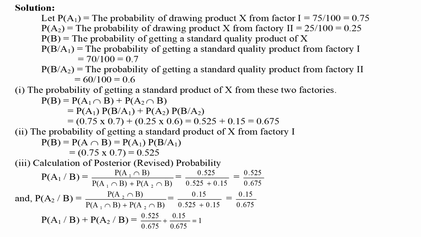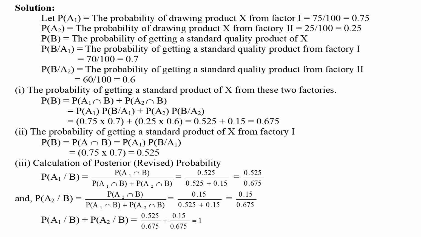The probability of getting a standard product of X from these two factories: P(B) equals P(A1 intersection B) plus P(A2 intersection B) equals P(A1)P(B|A1) plus P(A2)P(B|A2) equals 0.75 by 0.7 plus 0.25 by 0.6 equals 0.525 plus 0.15 equals 0.675. The probability of getting a standard product of X from factory 1: P(A1 intersection B) equals P(A1)P(B|A1) equals 0.75 by 0.7 equals 0.525.